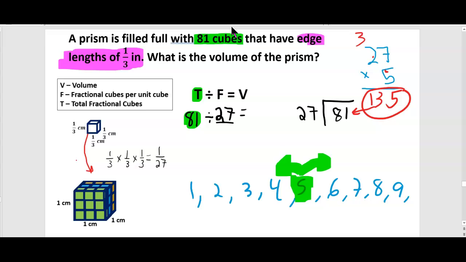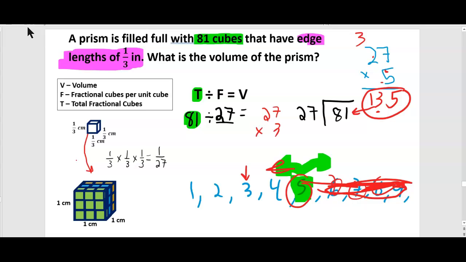So we can eliminate all of these. None of these numbers are going to work because if 5's too big, the 6 is going to be too big, 7 is going to be too big, all of these are. So it's got to be one of these. So now you can start doing a little bit of guesswork. If 5 gives me 135, I want to get something to 81. That's like half of that maybe. I could try 3. Let's try 3. 27 times 3. It's sort of close to the middle. I guess you could pick 2 or 3.